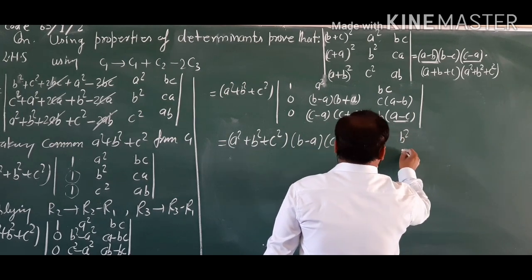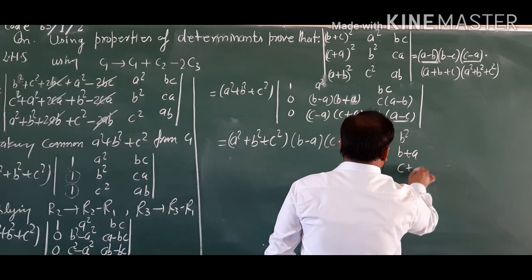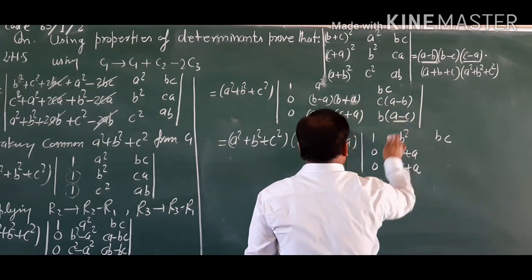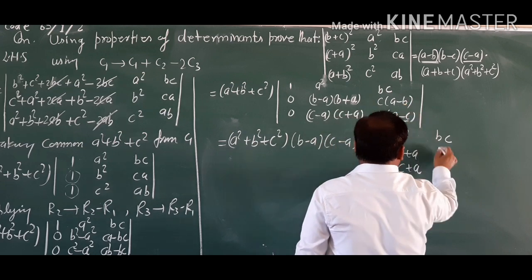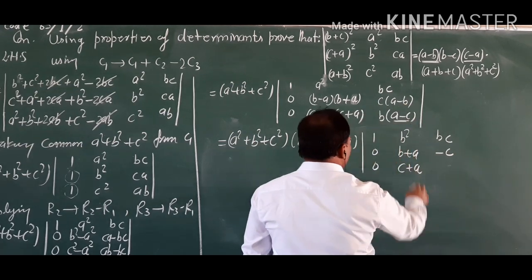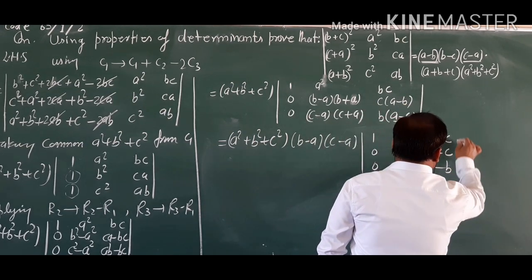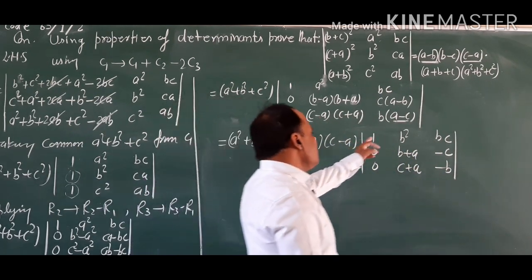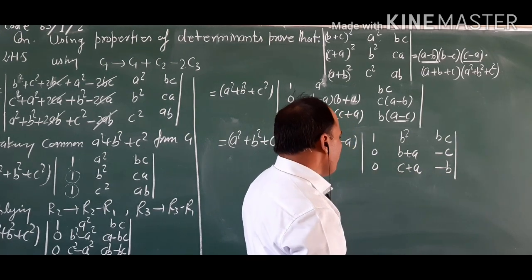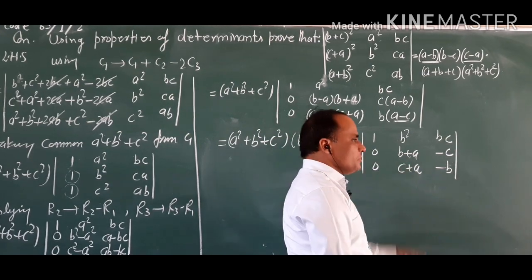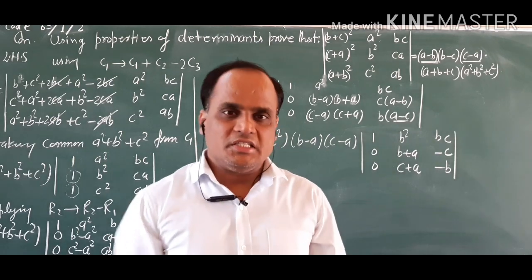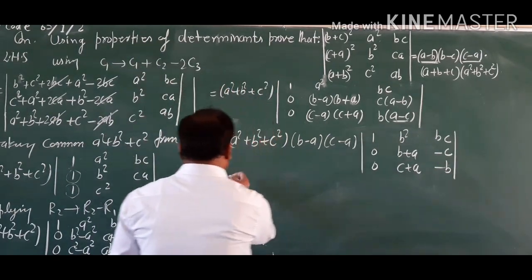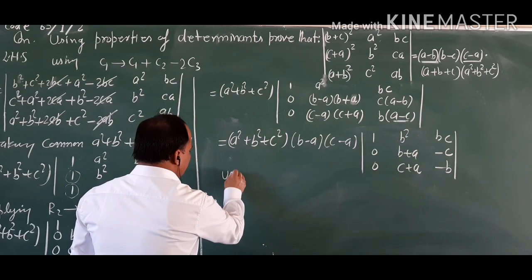What the left thing should be: b square, here should be b plus a, and it should be c plus a, and this entry should be bc. Here we have taken b minus a common, so the minus sign is left, and here again minus b we have. So now we can split it, but if we apply one more operation, the calculation should be easy. So for that we should take one more operation.